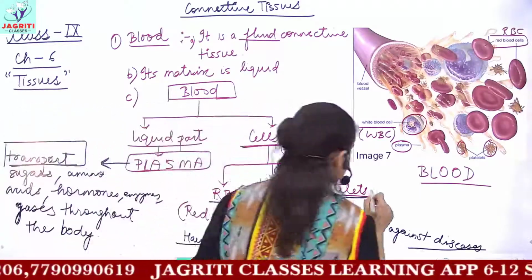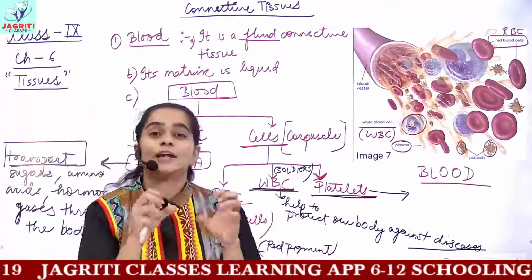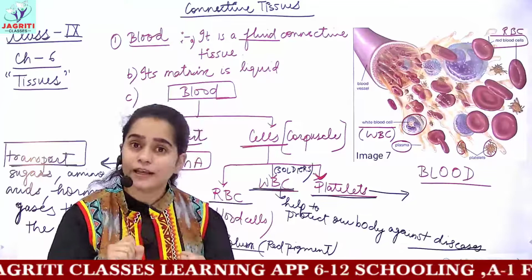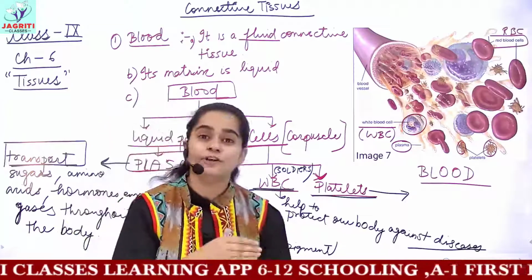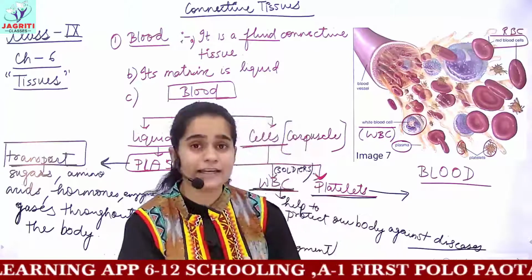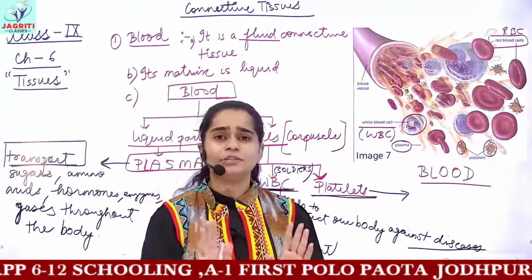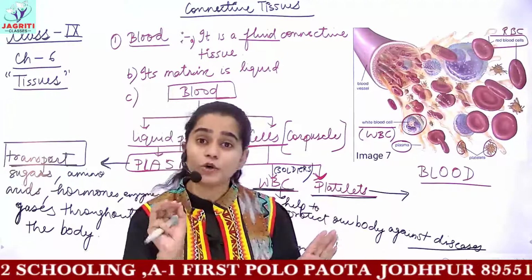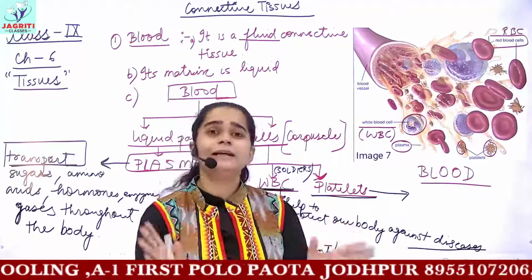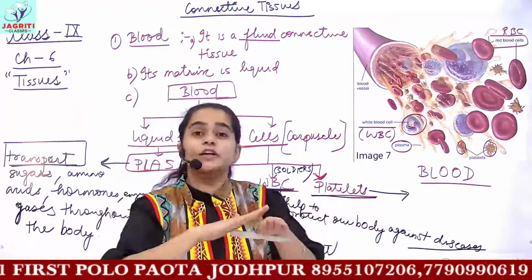Now platelets. The main function of platelets is they help in clotting of blood. What do you mean by clotting? Whenever you get any kind of injury, wound or cut, okay, if you get a simple cut on your skin, then blood flows out from the skin continuously. But after some time, if you wait for some time, then you will notice that blood automatically stops flowing out. So this is called the clotting of blood.